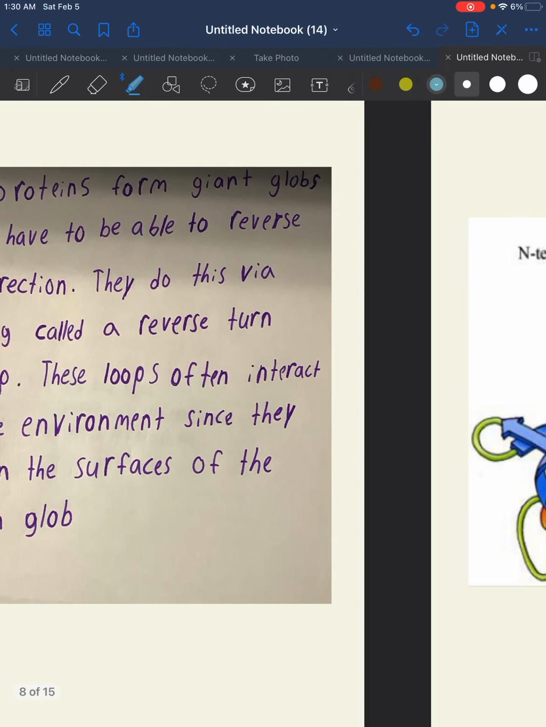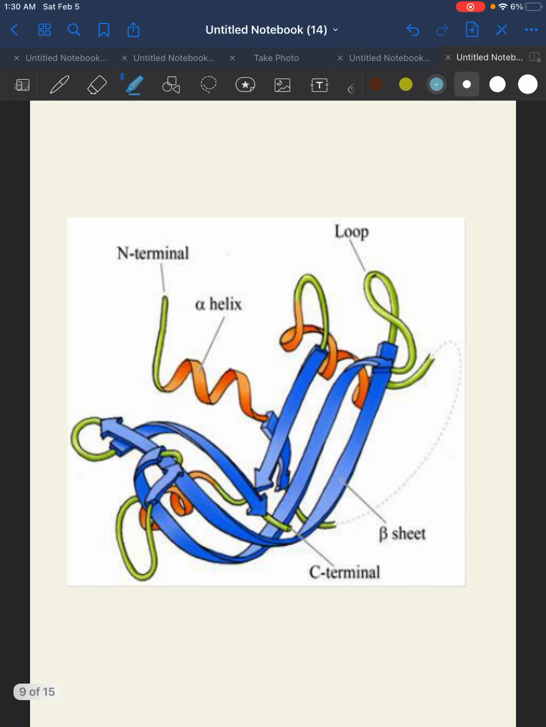A loop, I have to show you another diagram for. A loop would be like this right here. And now this actually exposes some of the protein residues, the amino residues, to the environment. And if you recall from my first video, what type of amino acids would you find that are facing out towards the environment? Would they be polar or non-polar? I'll give you a second.